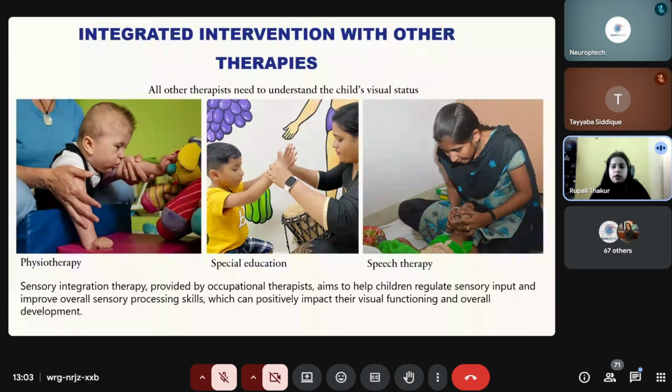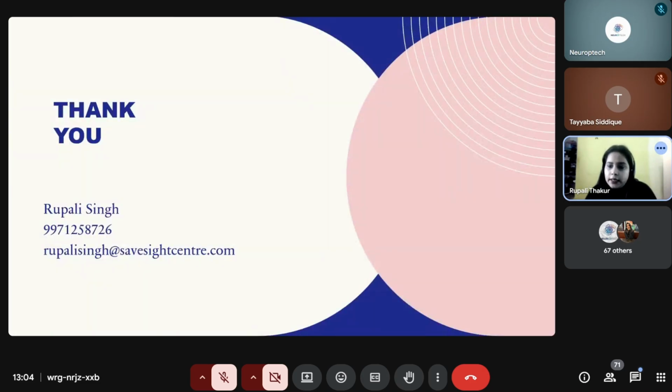So you need to incorporate some therapy in the child, like you need to recommend a speech therapist. If you give them a glass of water, they are going to spill it all around the table and everywhere. So you need to give them a bottle or pipe; so many therapies are there. Sensory integration therapy provided by occupational therapists aims to help children regulate and improve overall sensory processing skills, which can positively impact their visual function. If a baby has a postural problem, you are doing so much, but you have to refer them to the physiotherapist also. Thank you so much for your attention, for your time, for everything.